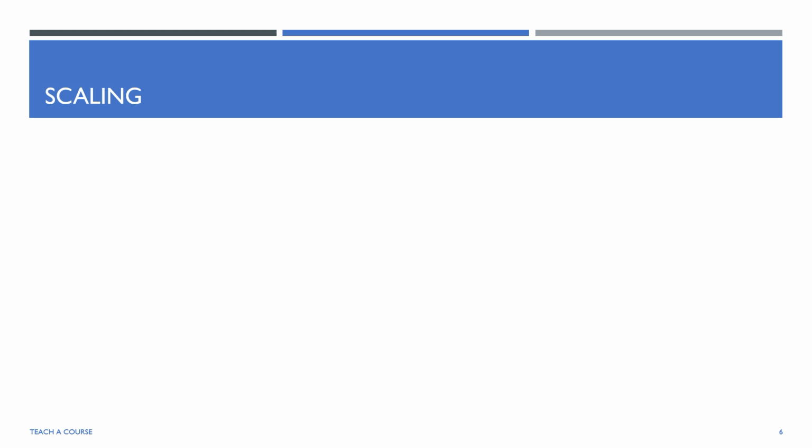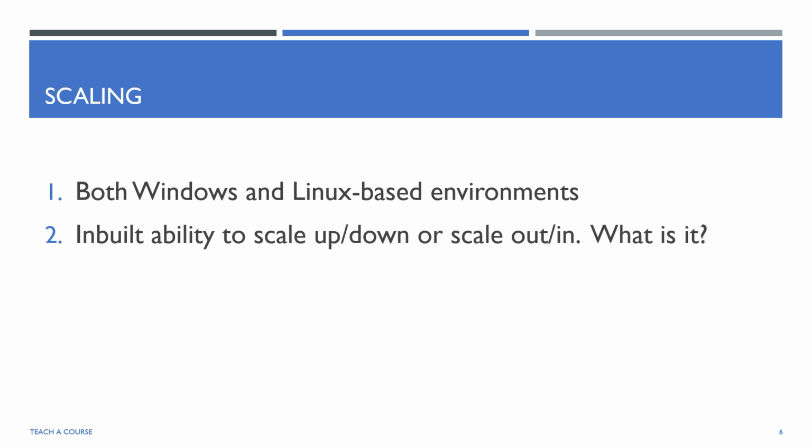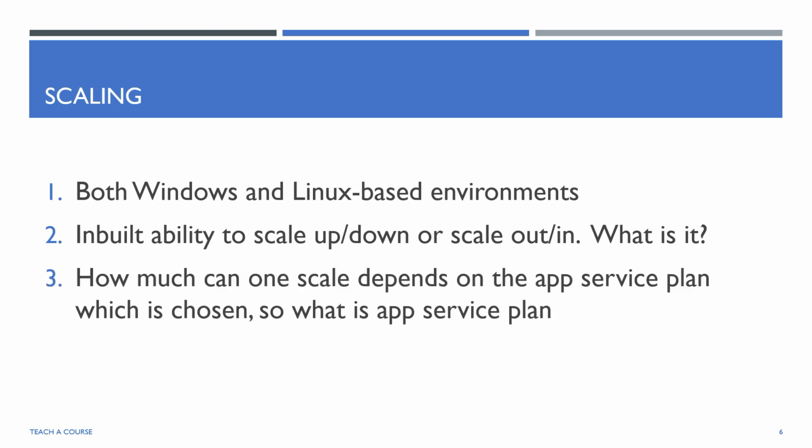So this scaling is automated, I mean built in your web app. Again, it depends on what kind of pricing tier that you are in. So this is available for both Windows and Linux based environments. You have ability inbuilt to scale up, down, scale in and out. So we've seen what is that. And how much we can scale depends on the app service plan which is chosen.